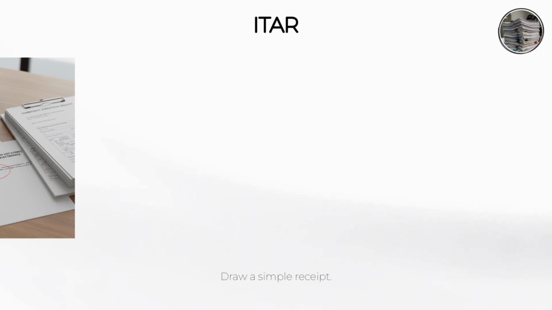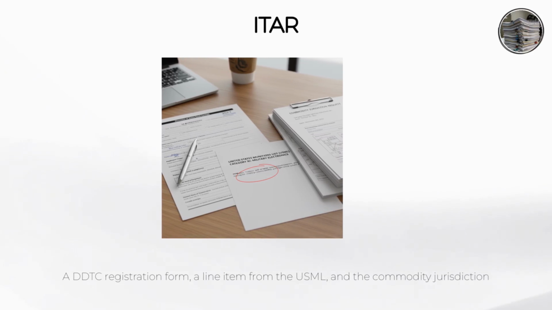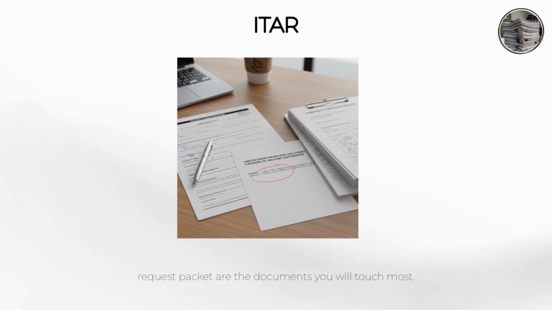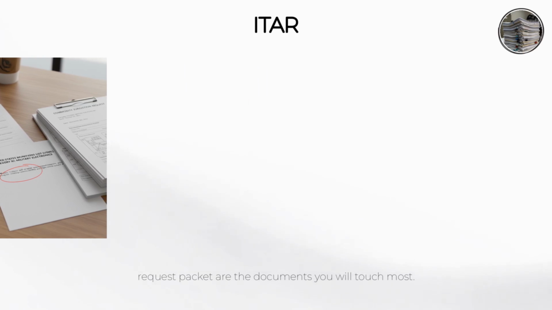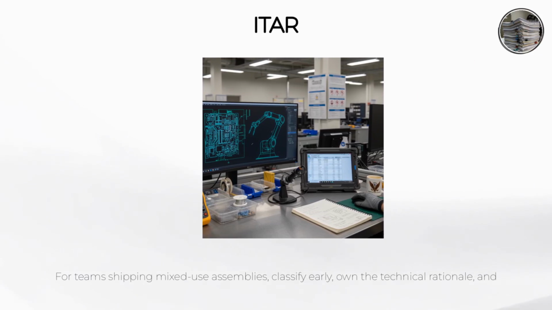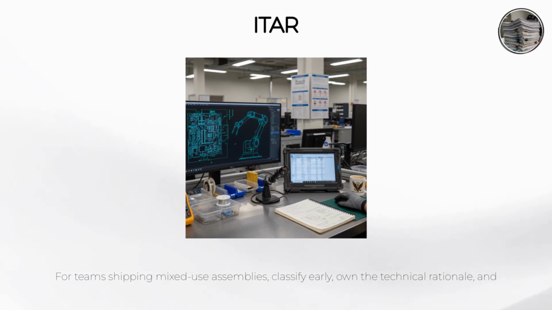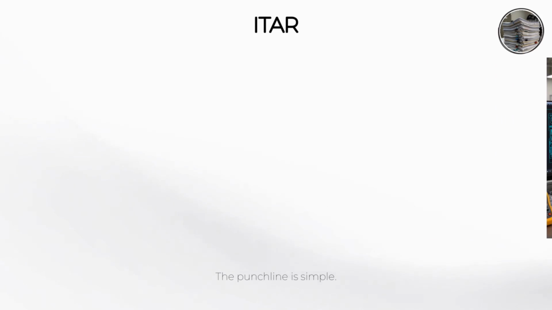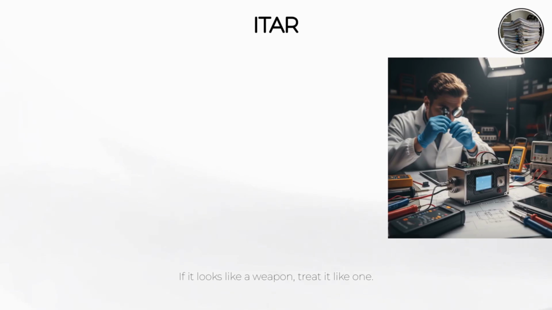Draw a simple receipt. A DDTC registration form, a line item from the USML, and the commodity jurisdiction request packet are the documents you will touch most. For teams shipping mixed-use assemblies, classify early, own the technical rationale, and log every design transfer. The punchline is simple. If it looks like a weapon, treat it like one.